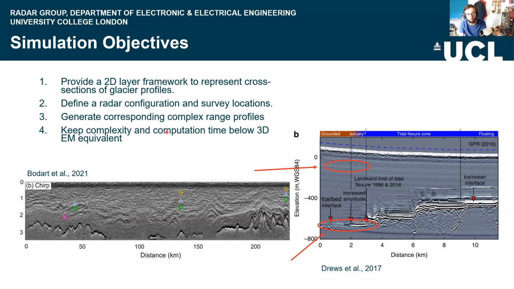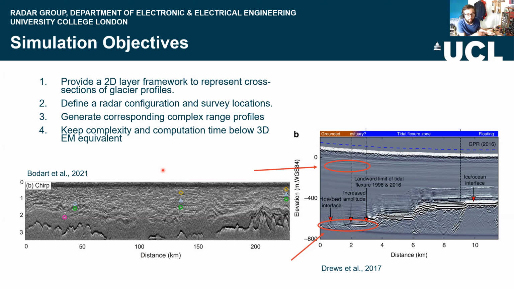So we want to be able to define all of these radar related configurations, and then from that generate a complex phase history for a bunch of profiles along this model. And then in doing all of this, we want to keep the complexity and computation time below that of the full three-dimensional model equivalent.